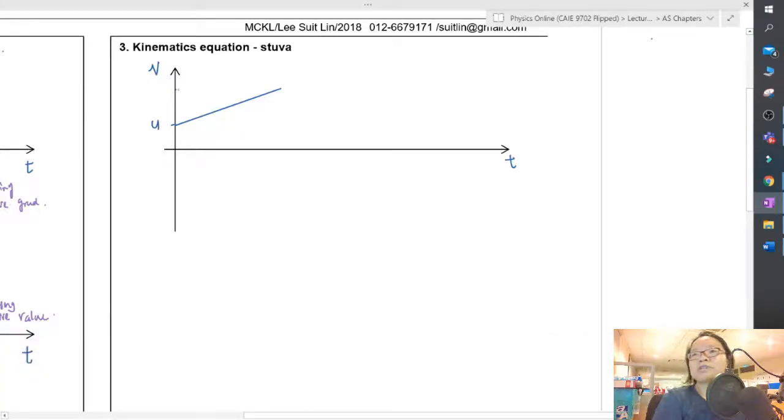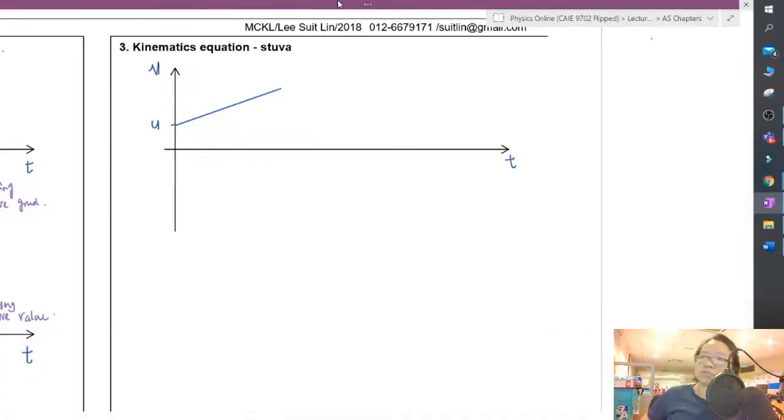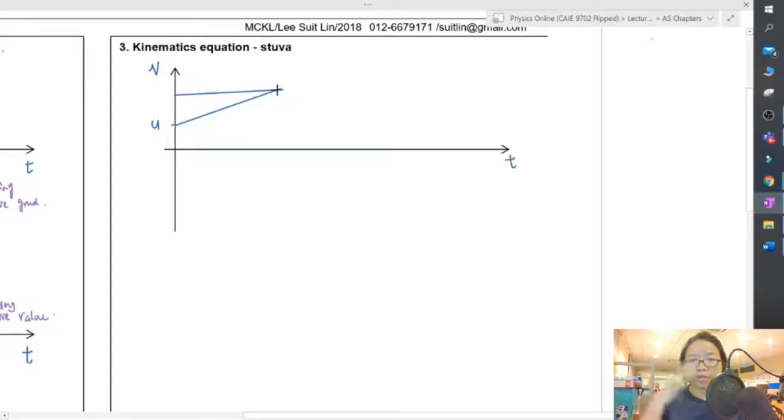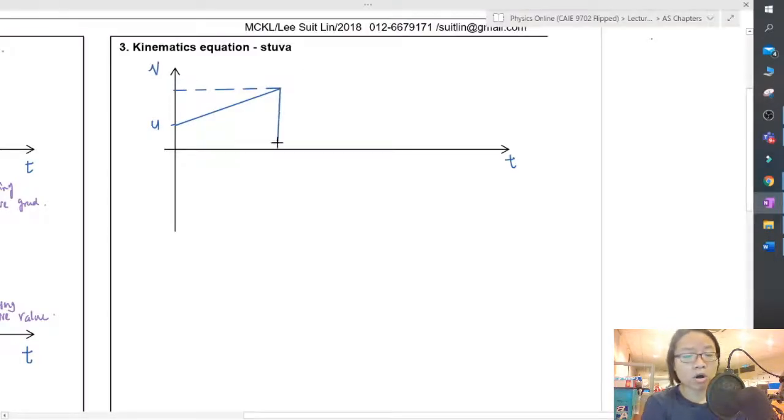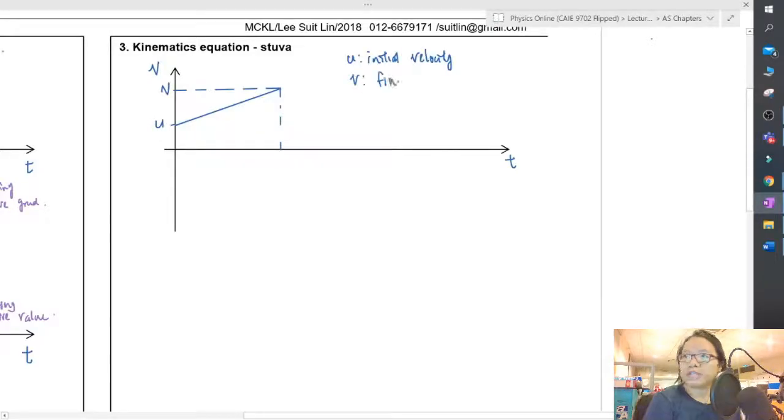Okay, so let's say I have a VT graph here, and I have an object with an initial speed u and a final speed v. I'll just mark out all these points. As usual, you can copy along or you can find the notes in the content library. Copy along, it'll make things easier for you to understand. So let's say u is the initial velocity and v is the final velocity, and it took a time t for the velocity to change that much.